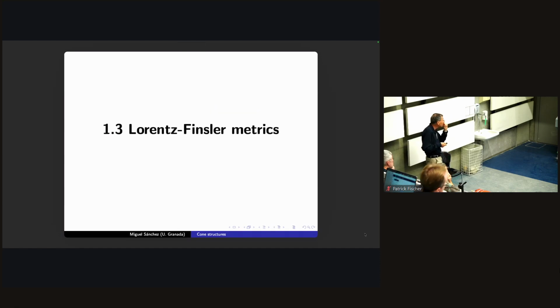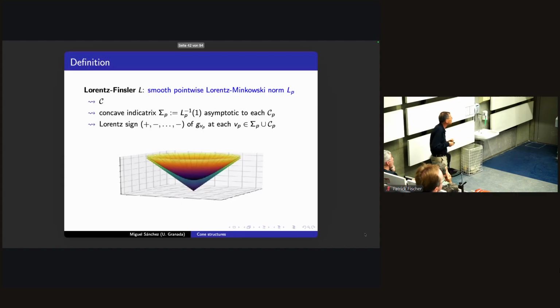Now let's go with Lorentz-Finsler metrics. Well, here the idea is that we will have a cone, and then we will have a convex indicatrix, which will give a Lorentz-Minkowski norm at each point. And this convex hypersurface will be asymptotic to the cone. Okay, this will be, roughly, a Lorentz-Finsler metric.